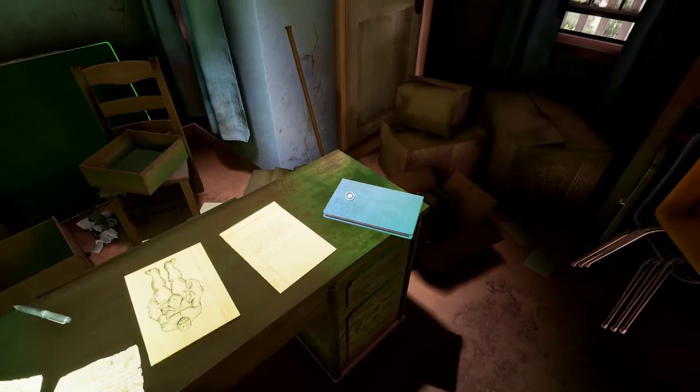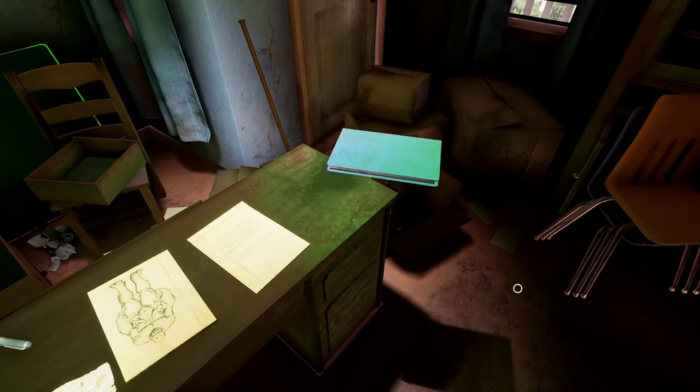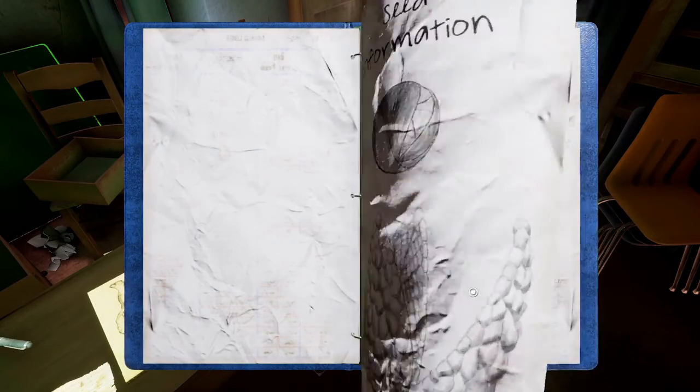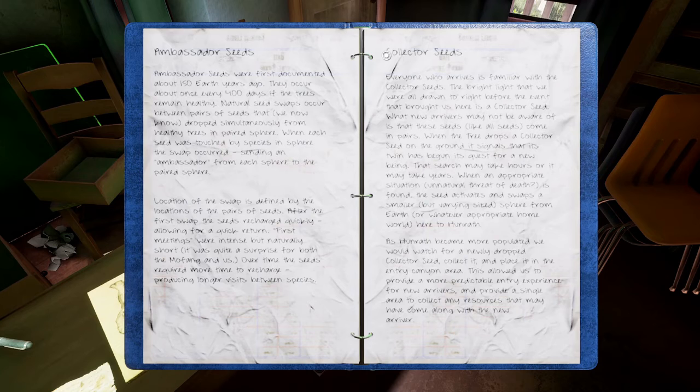Wow, there's a lot of instructions here. What's in this blue book? Seed information. Okay. Ambassador seeds.